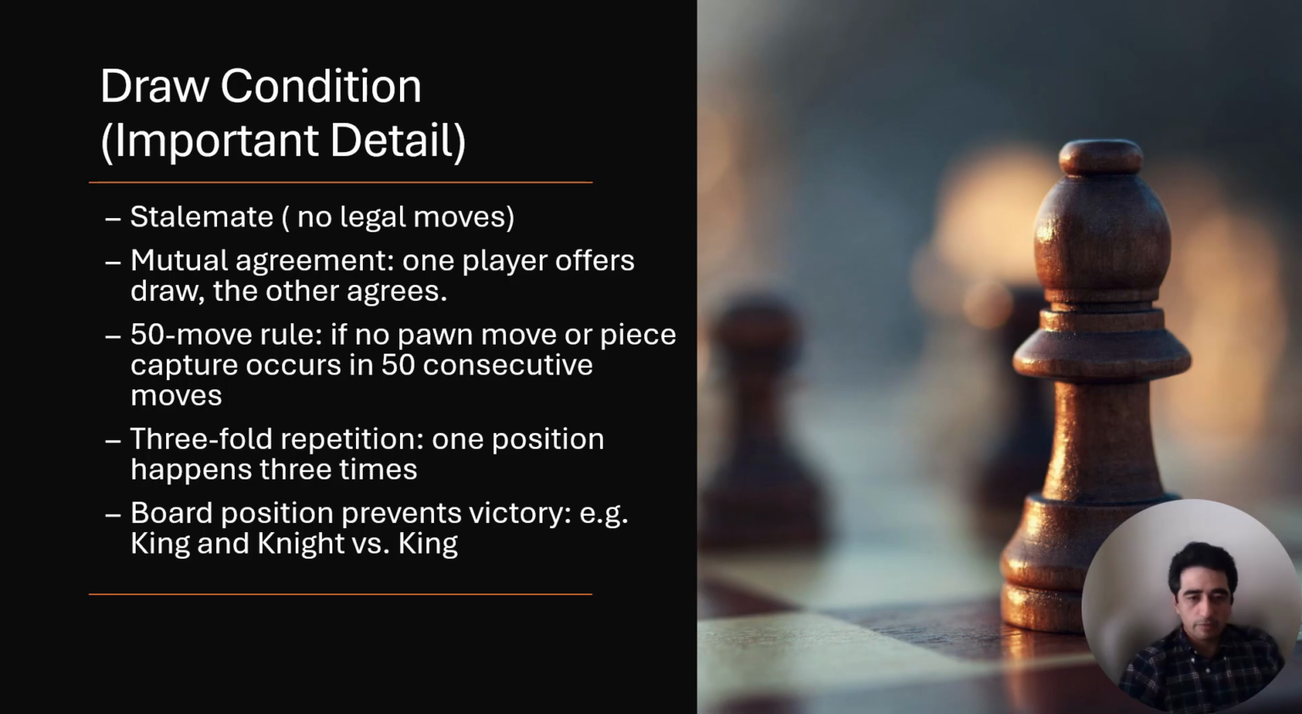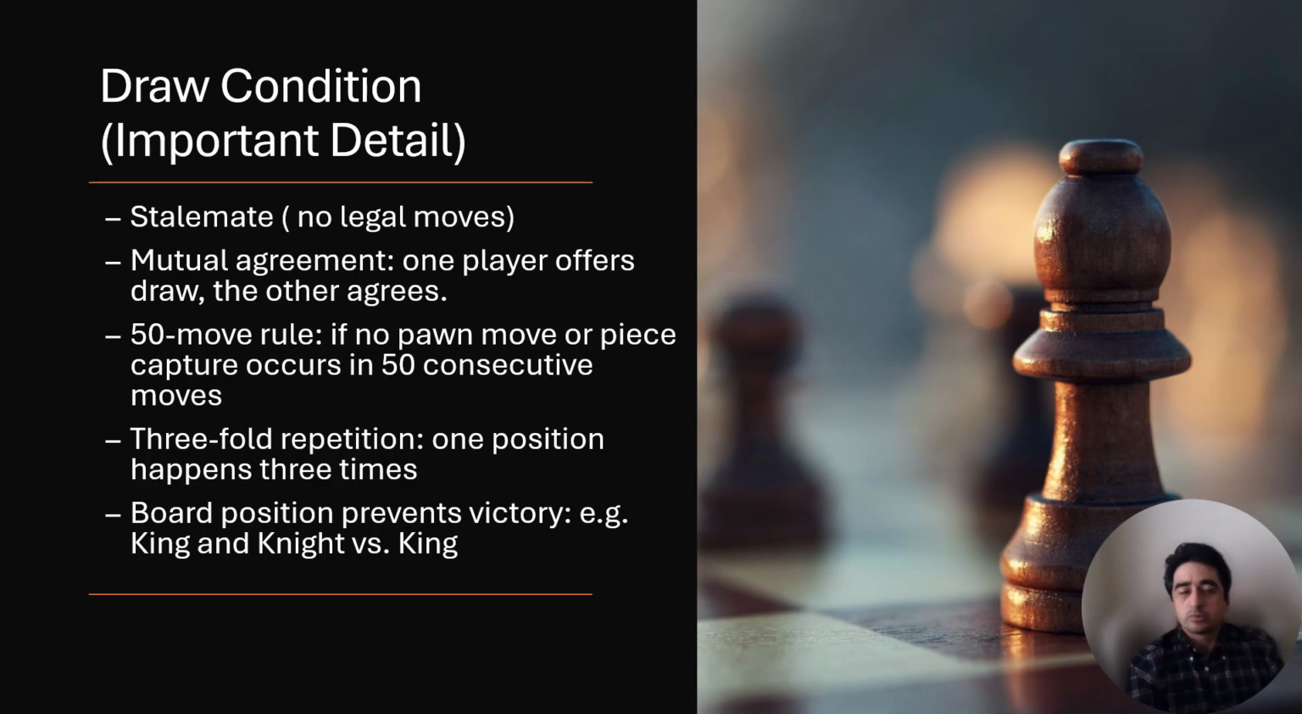And then finally, if the board position prevents victory by any of the sides, then we have a draw. For example, if one side has a king and a knight and the other side has a king, it's theoretically impossible to checkmate the opponent's king with only a knight.